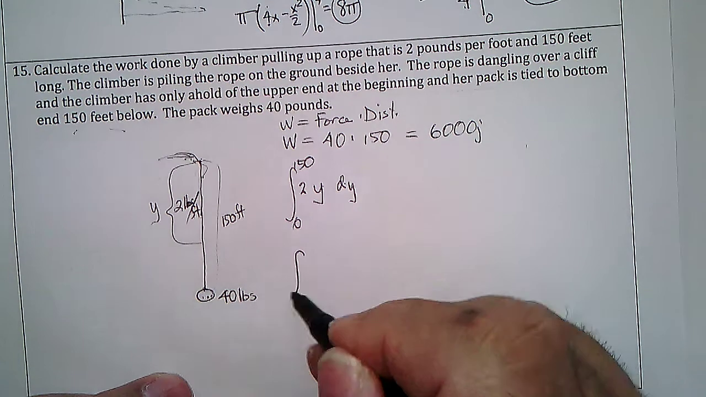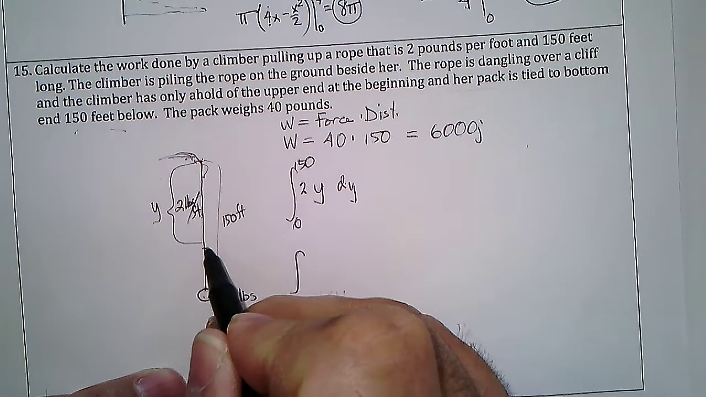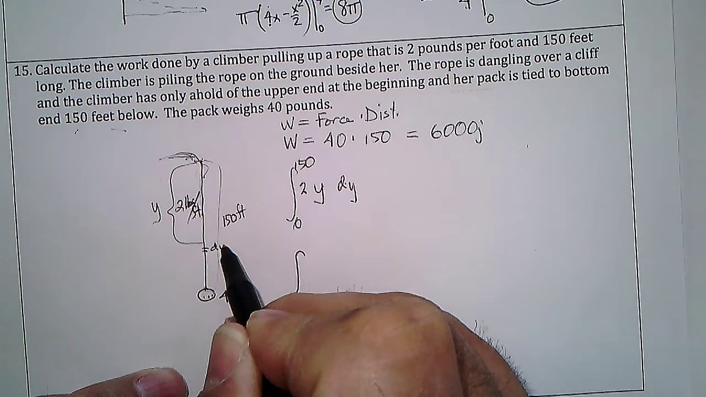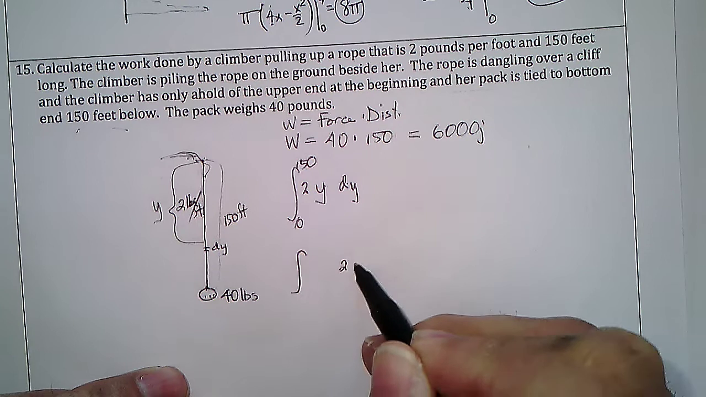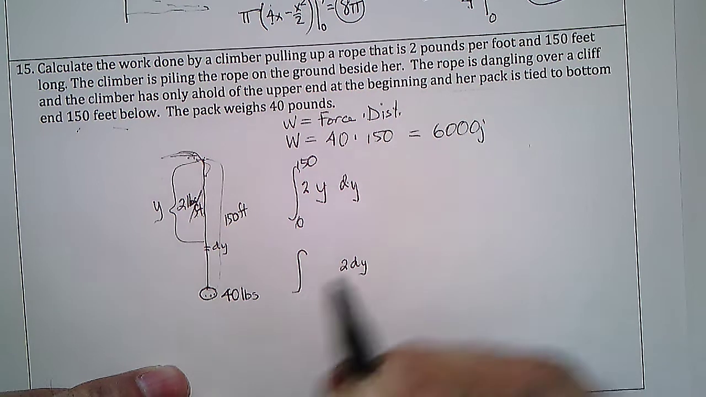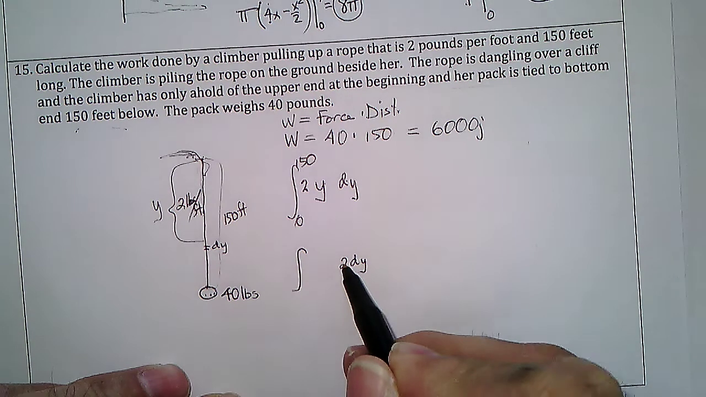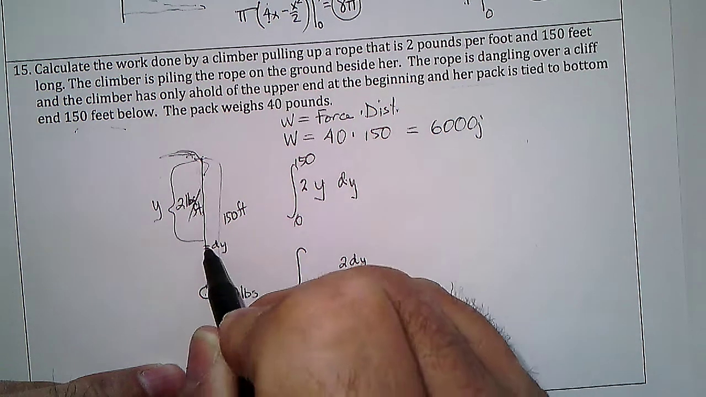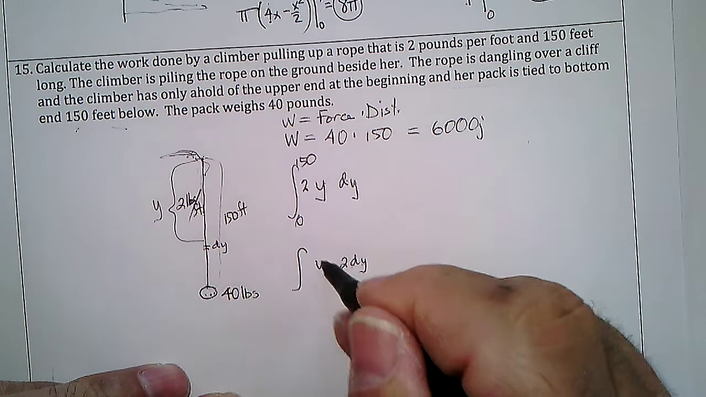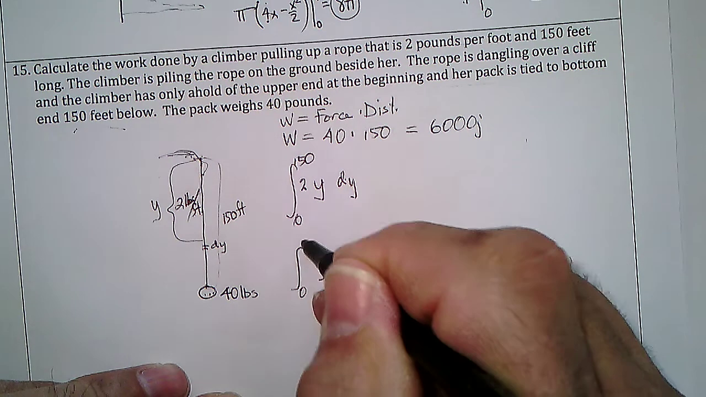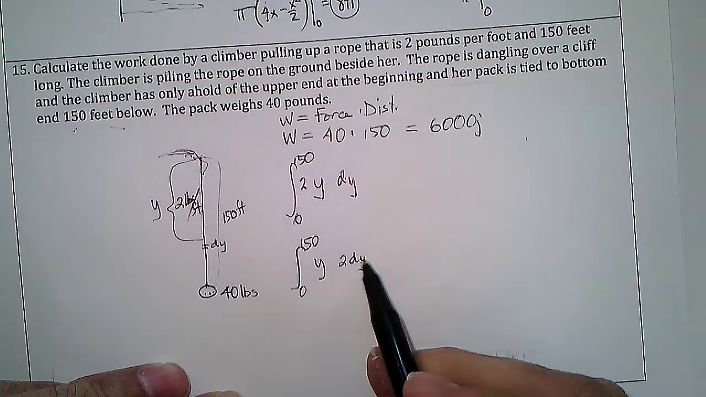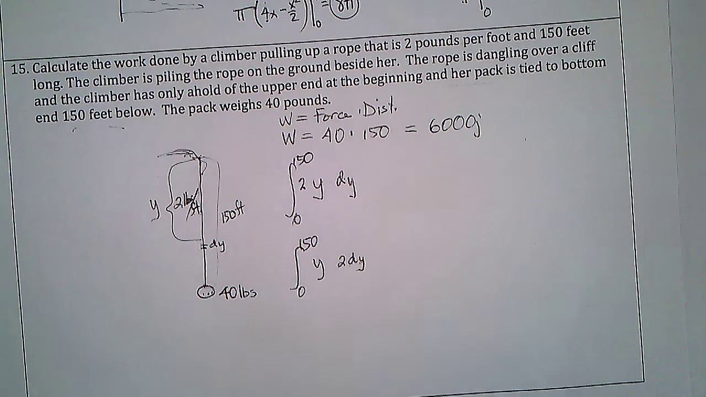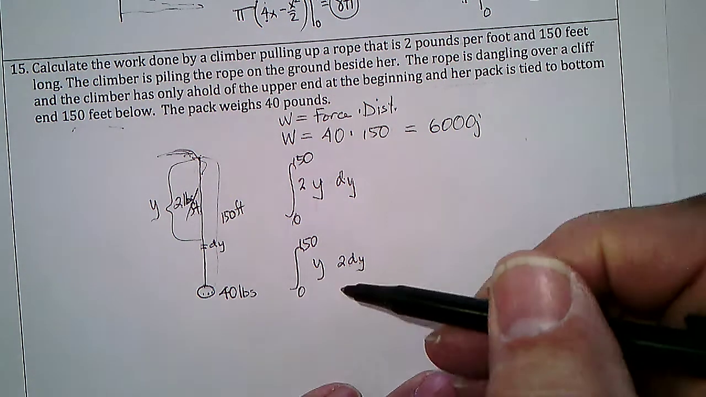The other way is to say there is a small section of rope, the length is dy, and 2 times dy is how much that small chunk of rope weighs. 2 pounds per foot times a small amount of foot, and we have to lift it a y distance all the way to the top. Notice they're the same thing. There's just two different ways of thinking about it, but they come out to be the same mathematically.